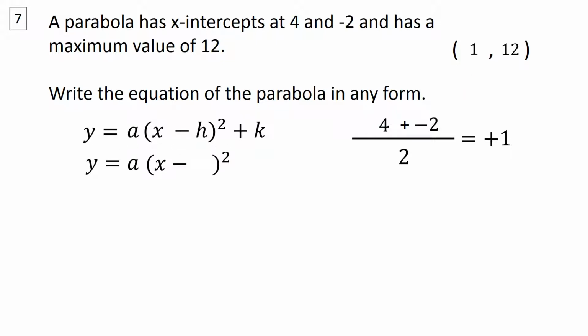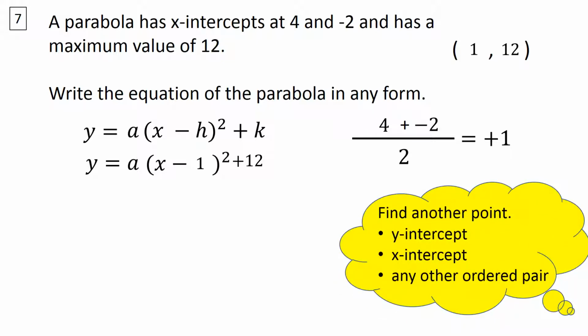My x-coordinate is 1. My y-coordinate was 12. There's the 12. There's the 1. X is last, so it says x minus 1. Again, I haven't found my a. How am I going to find my a? Well, any other point. This time we've already used the vertex, but we haven't used a y-intercept or an x-intercept or some other ordered pair.